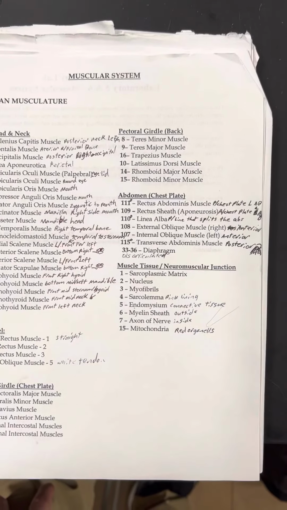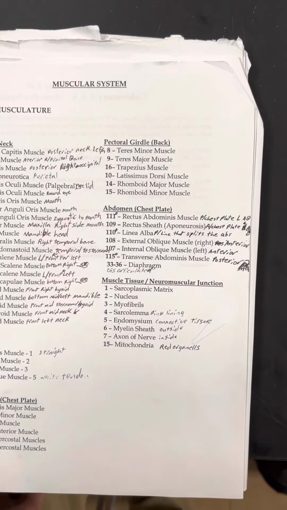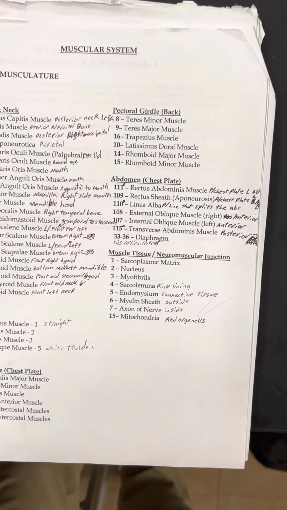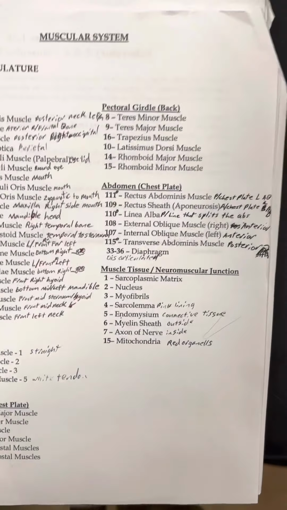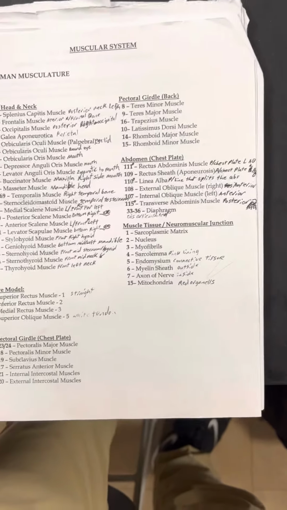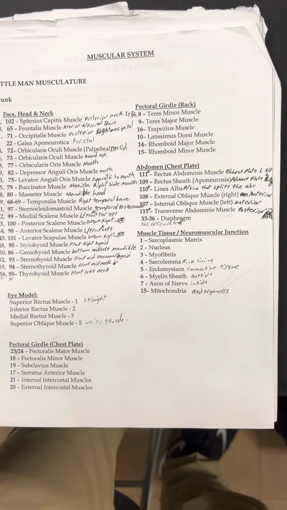Muscular systems, abdomen, chest plate. Going to be covering the rest of the abdomen today, mostly the posterior side and some of the anterior side. I'm going to start with the posterior side with the rectus abdominis muscle.